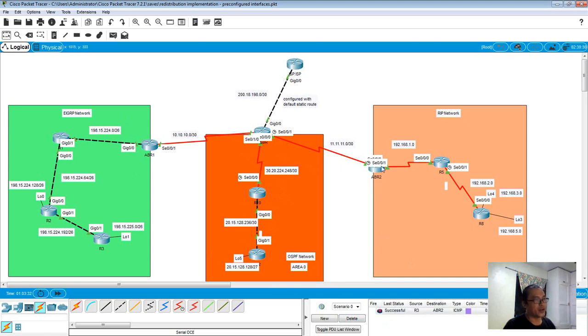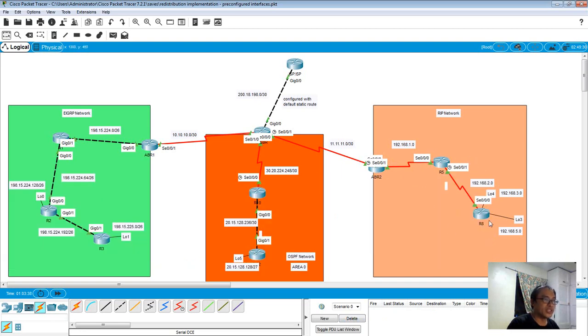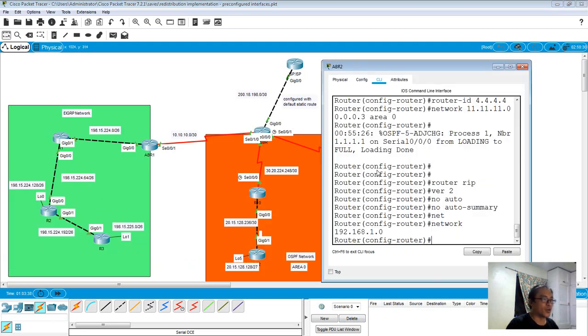Okay, there you are. It can't reach it yet. Why can it ping inside? Because a portion of this one is still OSPF, right? So we're going to fix that. What we are going to do is transform also this ABR so that it can redistribute the RIP into OSPF.